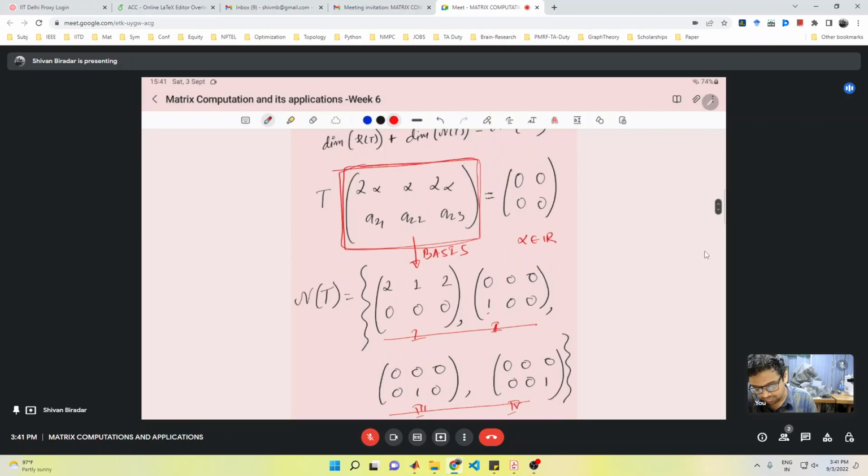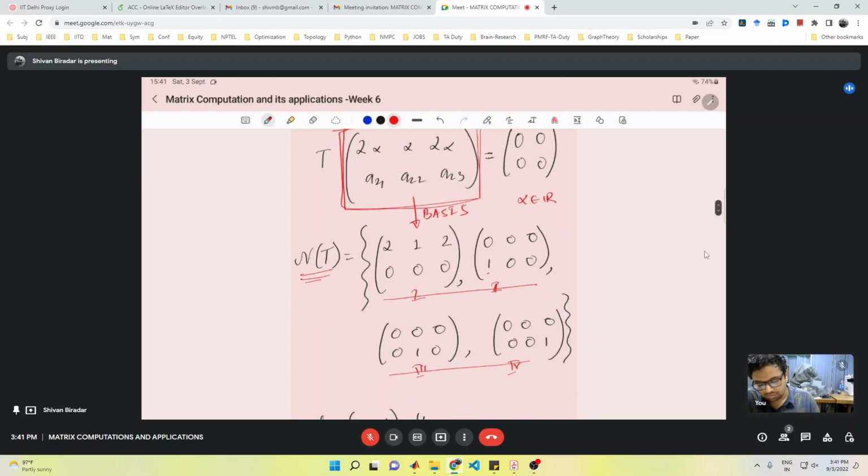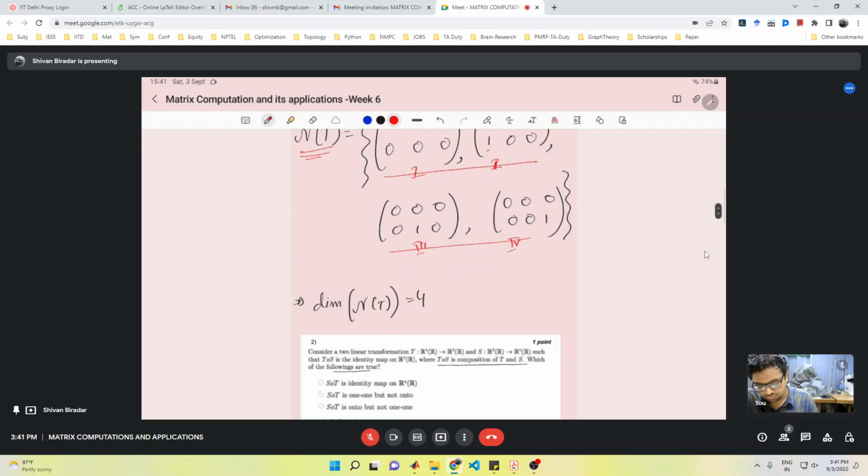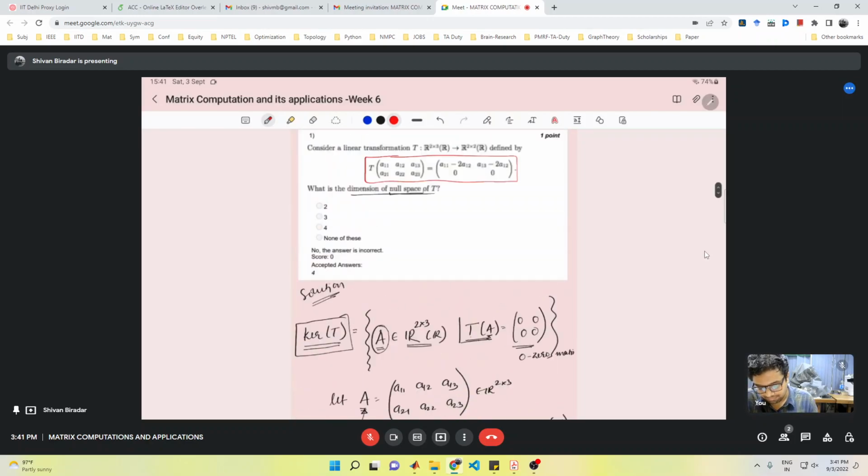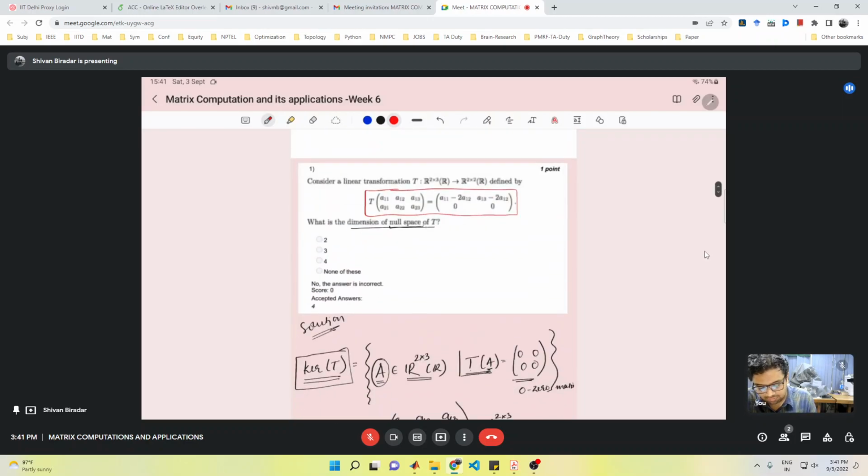So the null space of the transformation T has 4 basis matrices. So the dimension of the null space would be 4. Therefore, the dimension of the null space of the transformation T is 4. I hope you understood this.